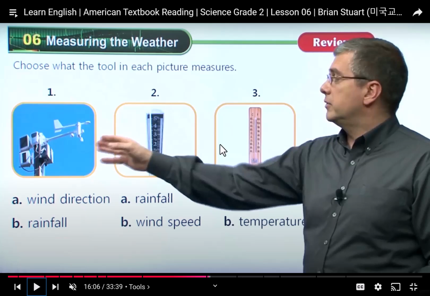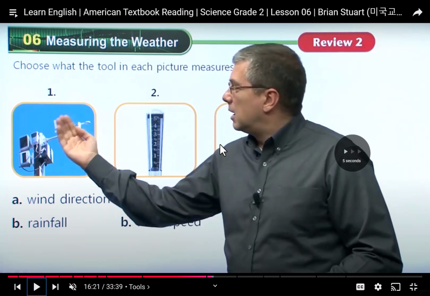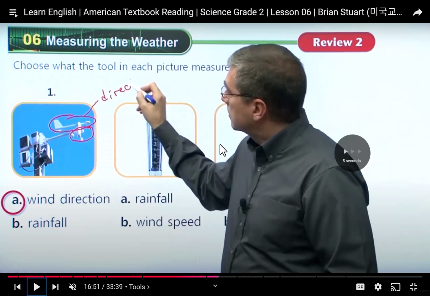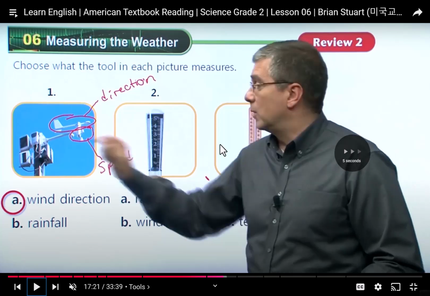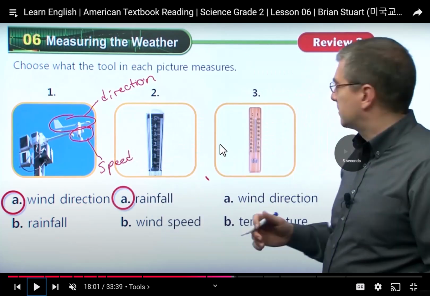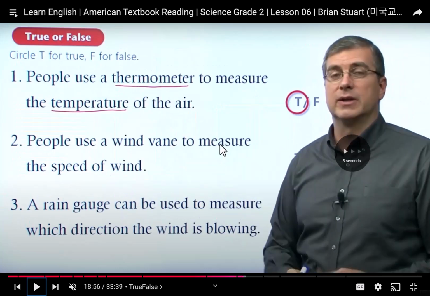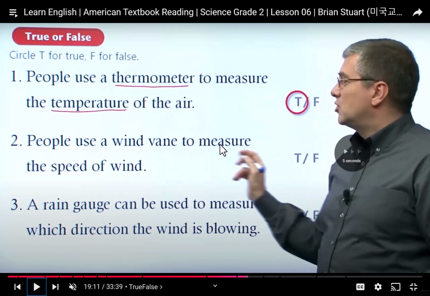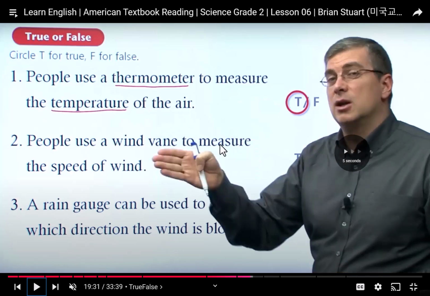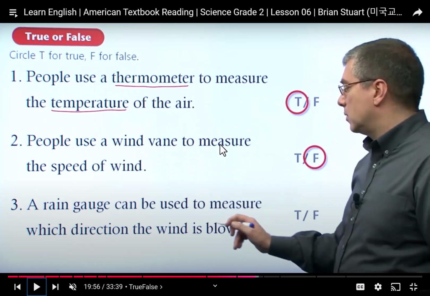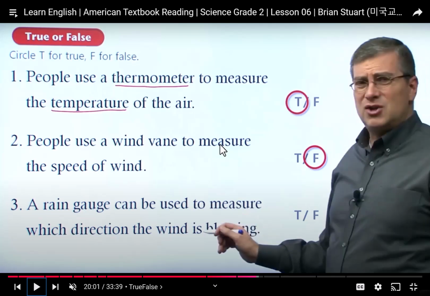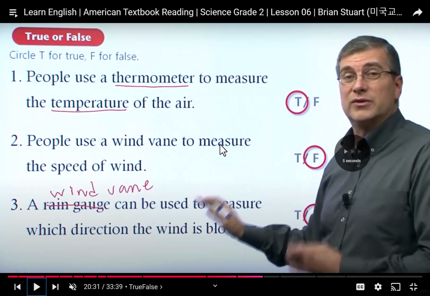What does the tool in each picture measure? 1. Wind direction. 2. Rainfall. 3. Temperature. Now true or false. 1. People use a thermometer to measure the temperature of the air. 2. People use a wind vane to measure the speed of the wind. False. 3. A rain gauge can be used to measure which direction the wind is blowing. False.